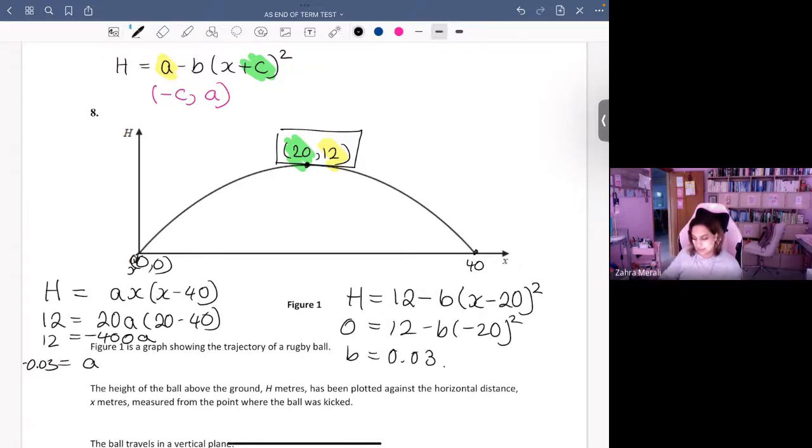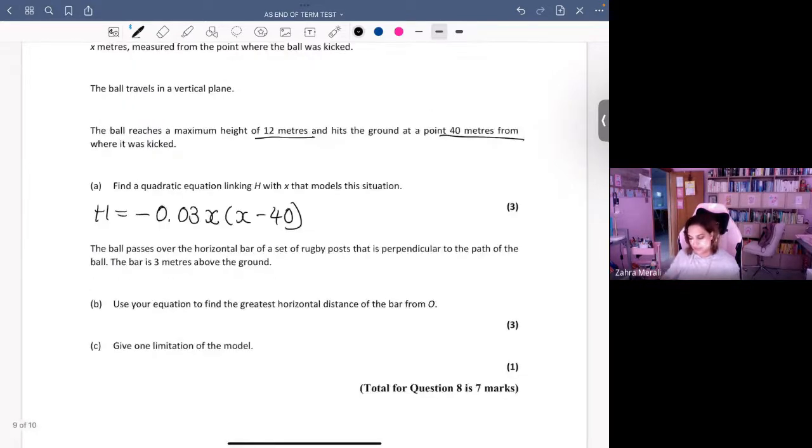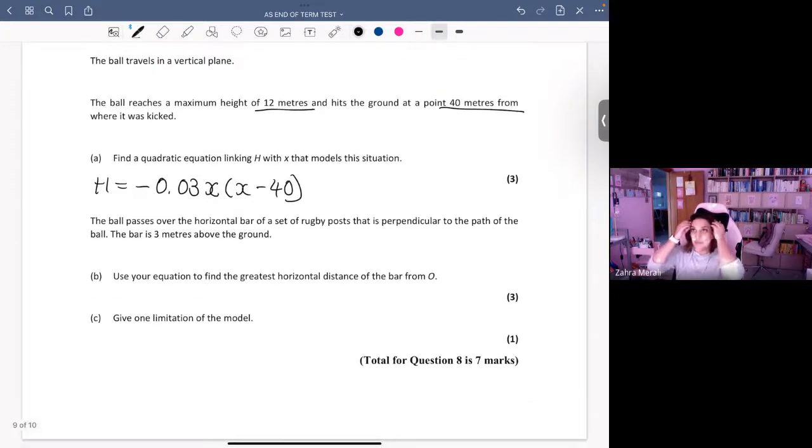So you could have done it like that. Up to you. Doesn't matter how you do it. It will affect a little bit how you do the next question. So you've got to use the equation.